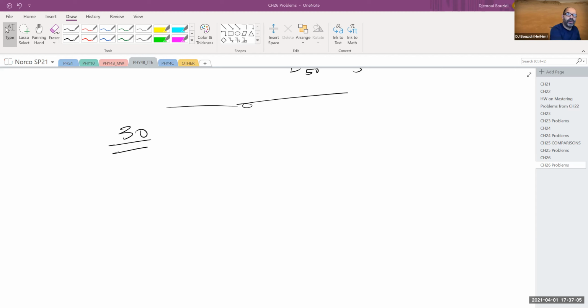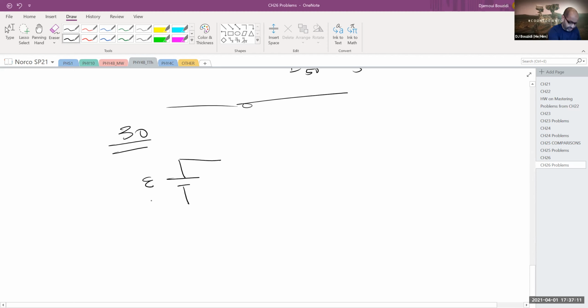So here is the drawing for problem 30. You might have a pen and paper, so you might have a better drawing than I do. The EMF is 75 volts.